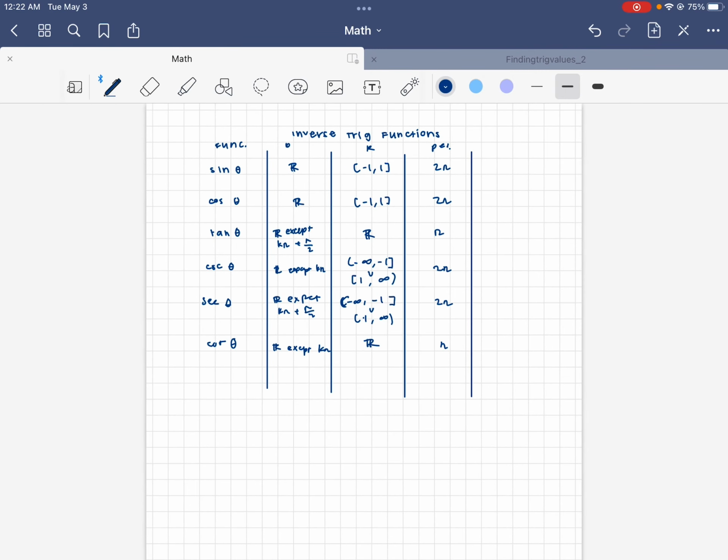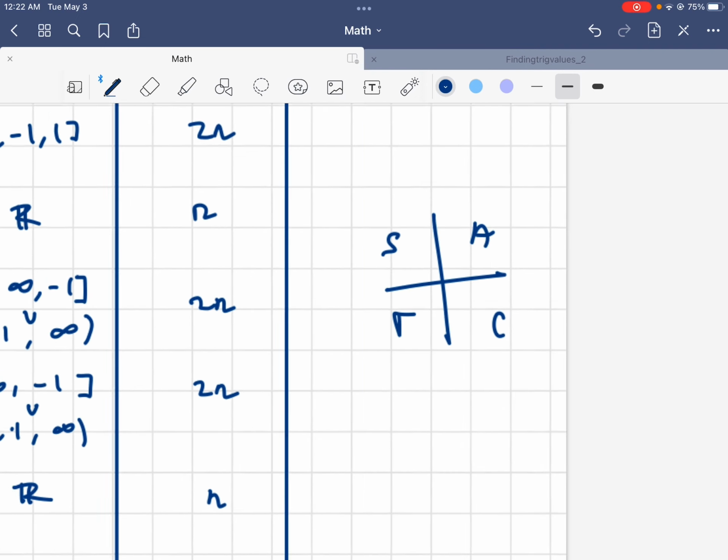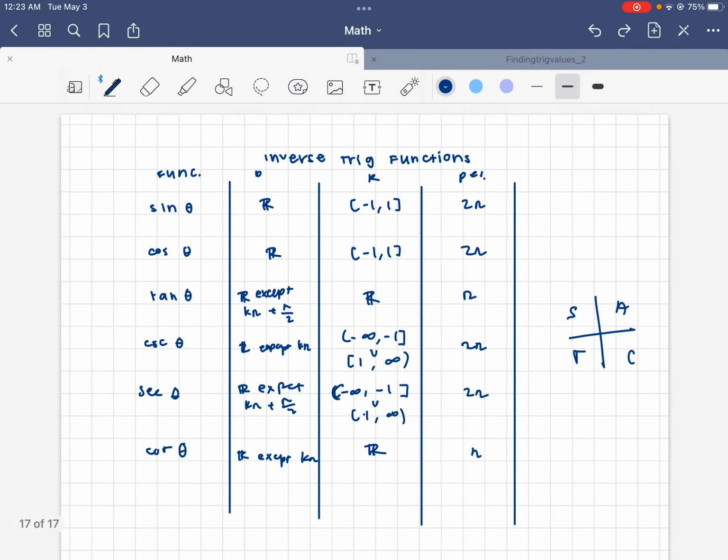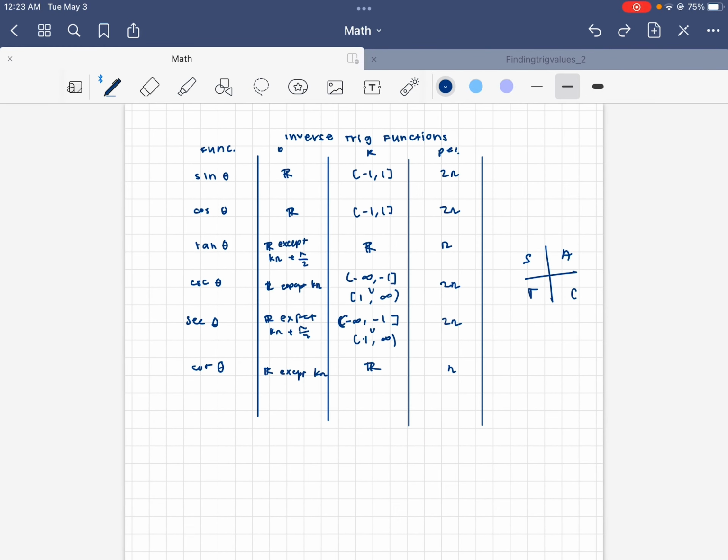And then we know that acronym, all students take calc. So these functions are all positive in quadrant 1. Only sine is positive in quadrant 2. Only tan is positive in quadrant 3. And only cosine is positive in quadrant 4. And the same applies for their reciprocals. So this is like the table for domain, ranges, and periods of the regular trig functions.